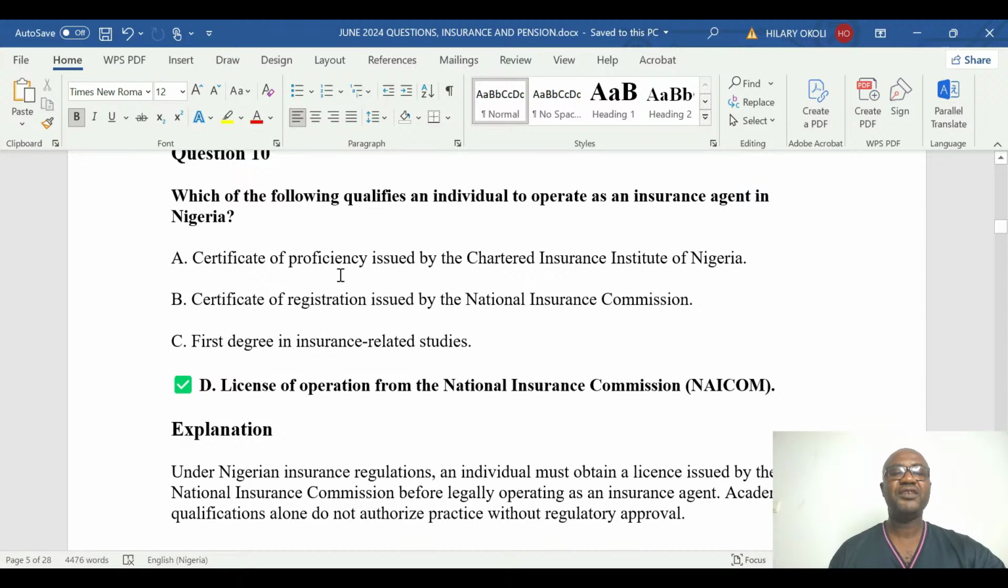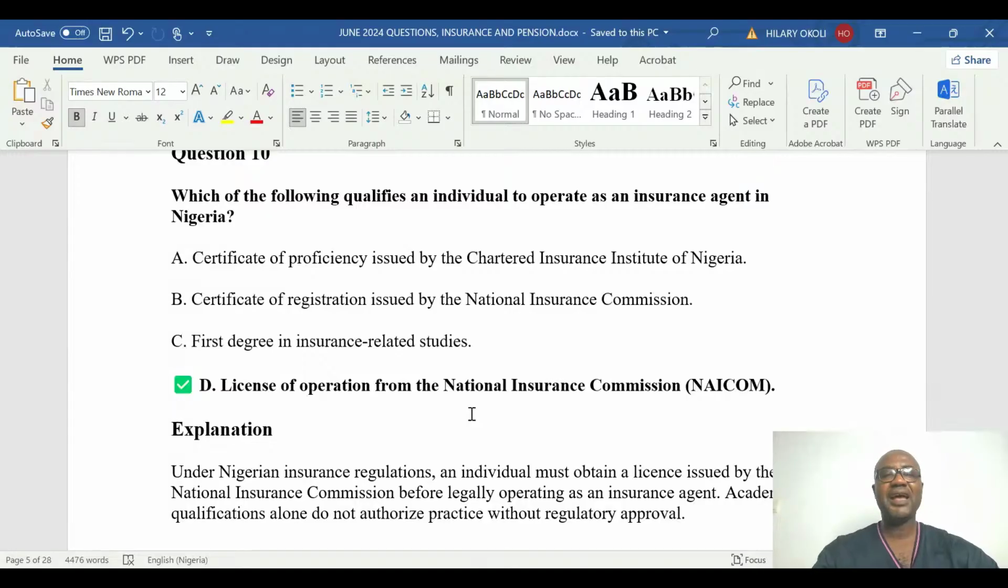Certificate of proficiency issued by Charter Insurance, no. Certificate of registration issued, no. First degree, no. License of operation, yes, not certificate. Even though you ought to have those certificates, the operation permit is a license. License is very key. So many things with permit have to do with license.